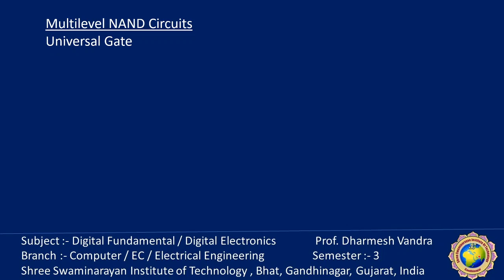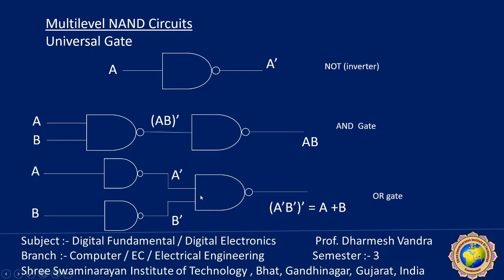Means a NAND gate can be used to design other logical operations. Suppose a NAND gate has its inputs tied together, so it performs like an inverter or NOT gate. And if the NAND gate output AB dash is put through an inverter again, it will become an AND gate. And if we take the inputs separately, complement them to get A dash and B dash, and NAND them, it will become A plus B. So all three basic functions, NOT, AND and OR, can be implemented with the help of the NAND gate.